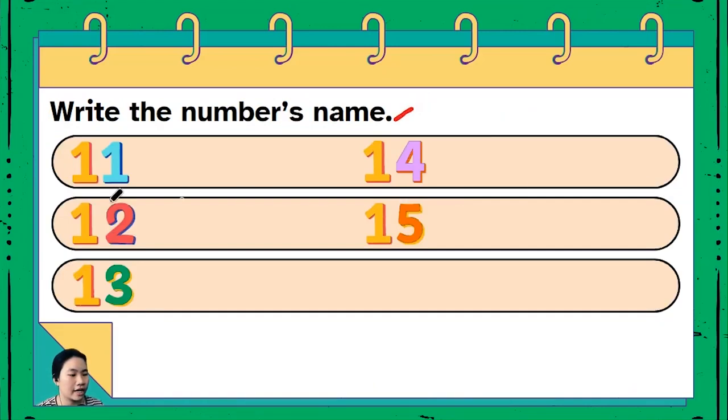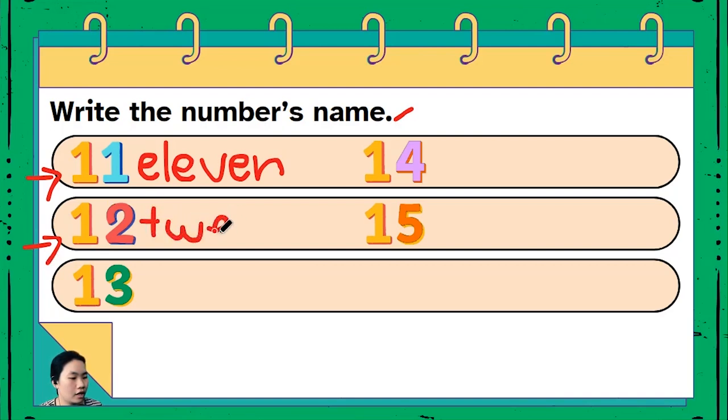I hope that you remember. Our first number is 11. How do you write 11? Then next up is 12. How do you write 12? 12. Down here, 13.